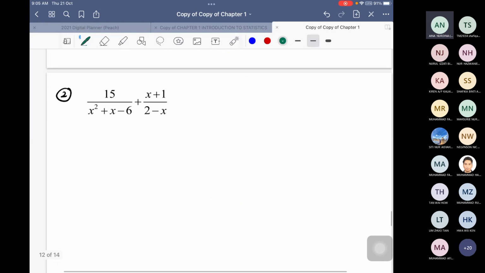And the last one, it's going to be this one. So I have 15 per x square tambah x tolak 6, tambah x tambah 1 per 2 tolak x. Okay, so the problem now is that this is an addition operation, and our major problem is these fractions. The denominators are not the same. So what we have to do is, first we have to make sure that the denominators are the same. So what should I do?